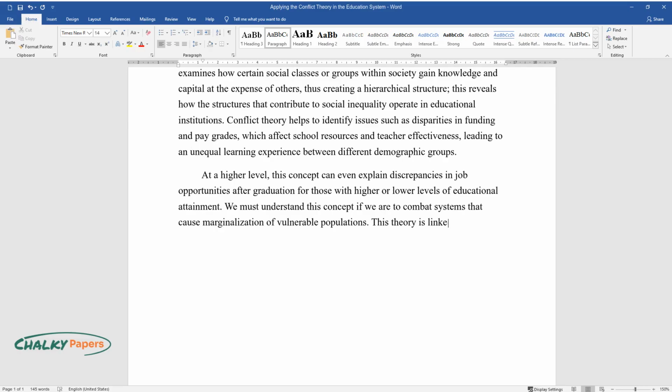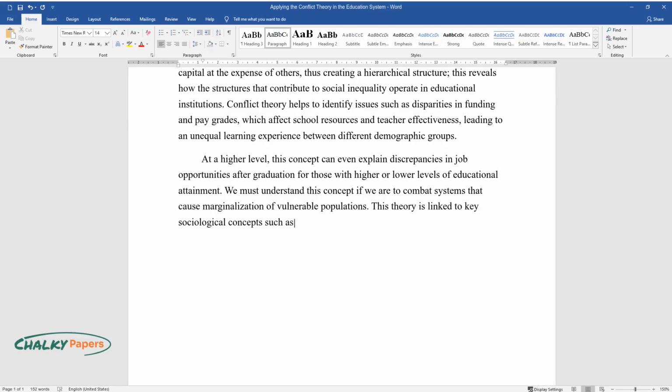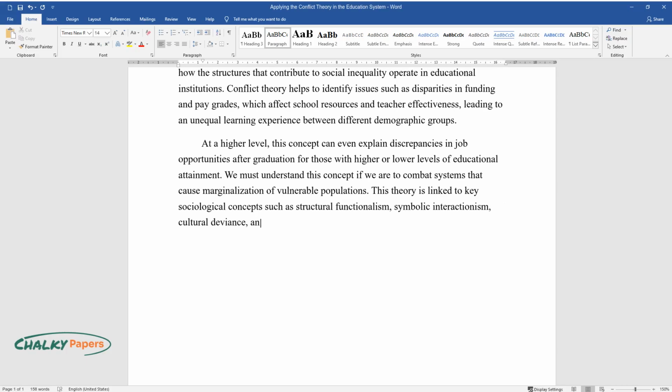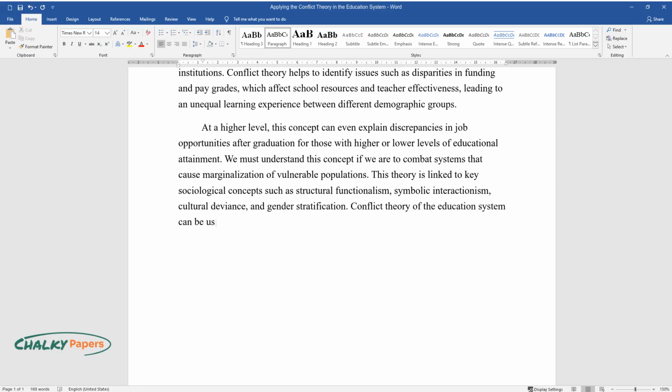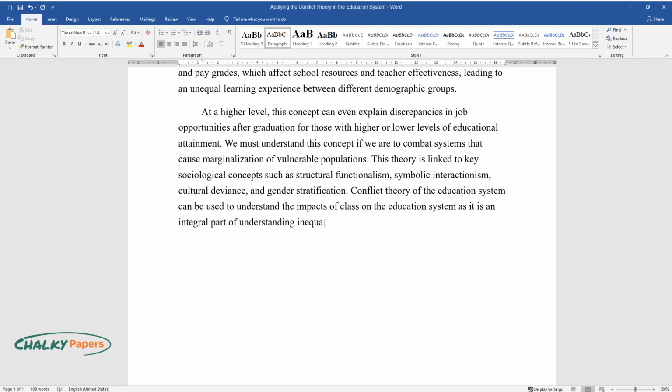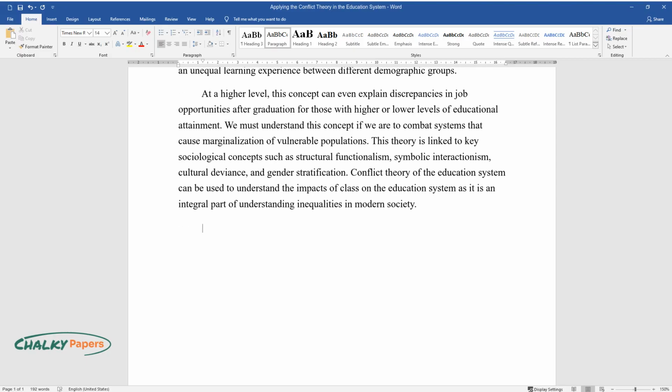This theory is linked to key sociological concepts such as structural functionalism, symbolic interactionism, cultural deviance, and gender stratification. Conflict theory of the education system can be used to understand the impacts of class on the education system, as it is an integral part of understanding inequalities in modern society.